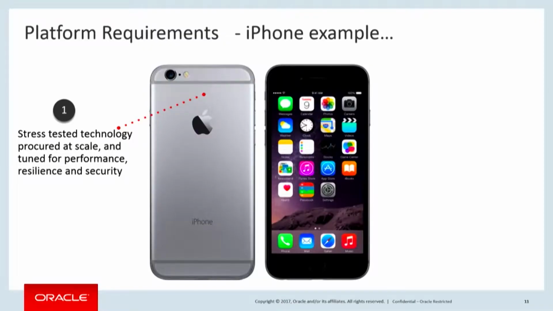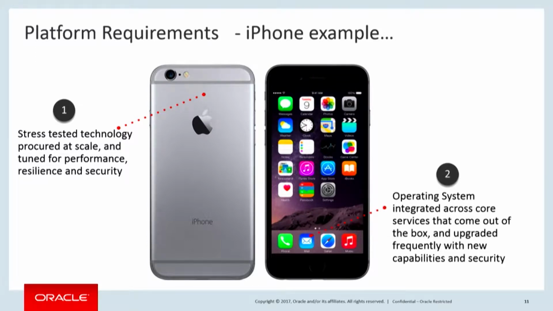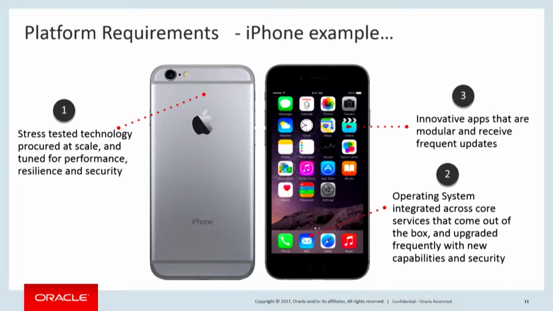And again, I need to share just a real quick example. We've heard this before, that the iPhone is an example of a platform. It's a tested technology that has scalability, performance, resilience, and security built into it, and it has an underlying operating system across the core that provides services out of the box, that make those services available to all of the apps that can leverage them to provide optimization for the user. And also these apps are updated frequently for security reasons or added functionality. Those are all good things.